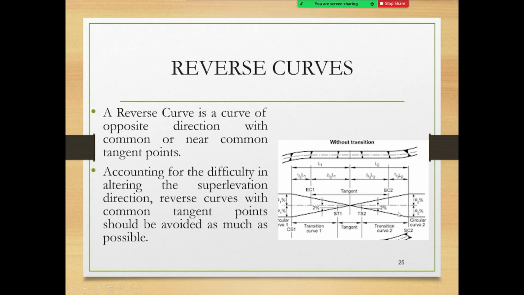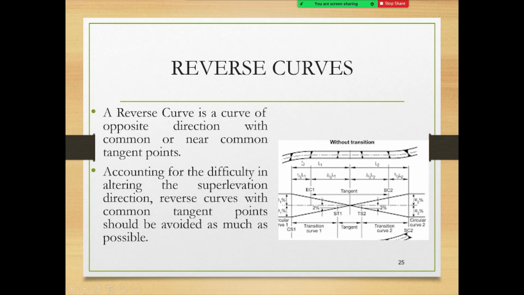What is this diagram down here? That is the superelevation development, right? So just think, this is the LHS side of the road. Graphically they have shown this is super elevation. So the super elevation is coming down, at the common tangent point it is going to be zero, and then again it goes to the normal cross fall of minus 2.5, right?